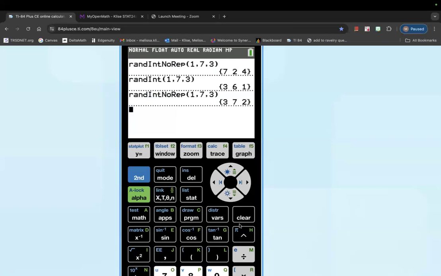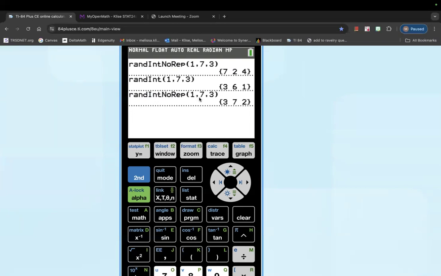So I did that, and it popped up with an error. It didn't give me three random numbers. Okay, so did you remember the commas? The commas are in, and the parentheses are in. You have 1 comma 7 comma 3, and you closed your parentheses. What kind of an error? What does it say? It says error argument, and it gives the option of quit or go to.